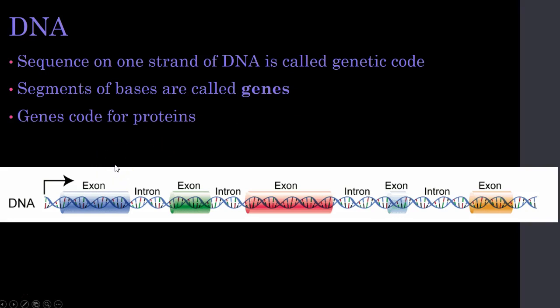So DNA will have segments of what's called introns, which are non-coding sequences of DNA, and exons, which are your coding sequences of DNA. So if we have a look at our DNA strand here, all of the bits that are highlighted in different colors called exons, they code for a specific protein, and each gene codes for a different protein. The introns are the other parts of the DNA strand that don't code for anything.